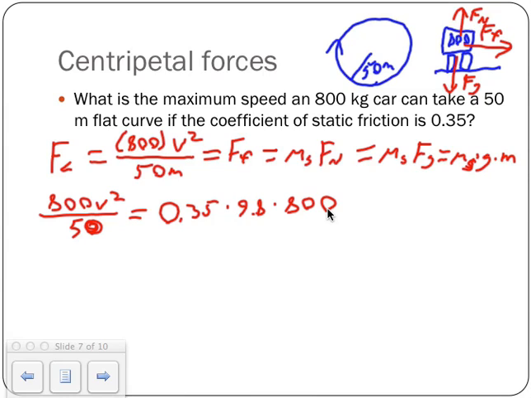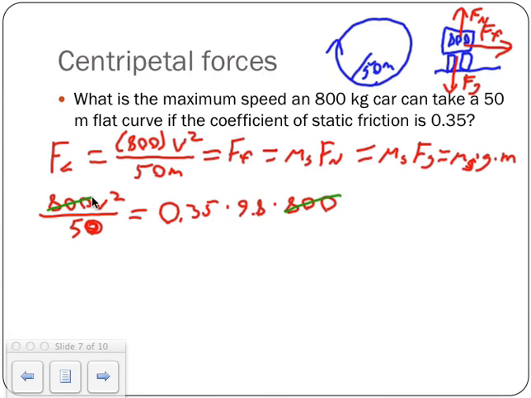Now, a couple things you may notice here. One is that the 800 should cancel right off. So that goes away. The reason why is because 0.35 times 9.8, 9.8 is an acceleration, 0.35, the static coefficient, is unitless. It has units of acceleration. If we cancel out the mass on the other side, v squared over r, that's your centripetal acceleration, also has units of acceleration. So the mass is actually irrelevant here.